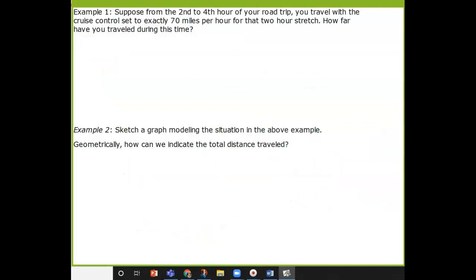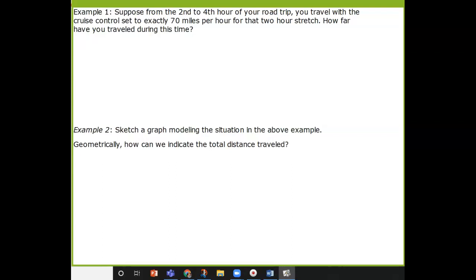So I always like to start with a thinking scenario. Suppose from the second to the fourth hour of your road trip, you travel with cruise control. Your cruise control is set to exactly 70 miles per hour. Assuming we're driving in Ohio and the land is flat, your cruise control speed should not change at all for hours 2 to 4. How far have you traveled during this time?